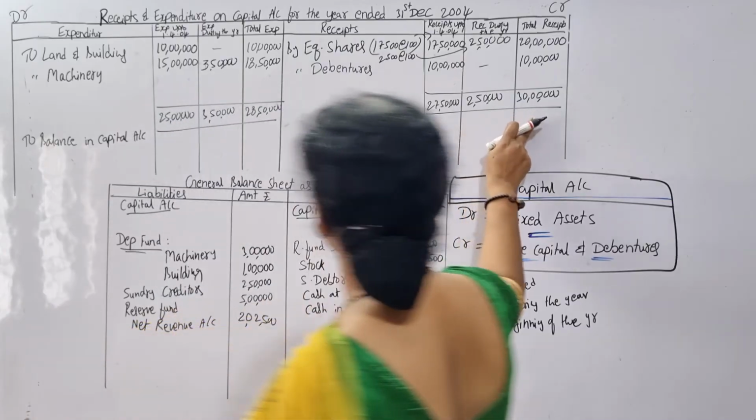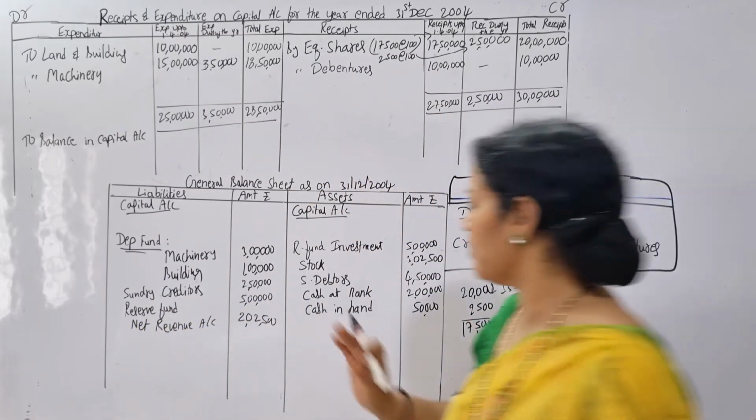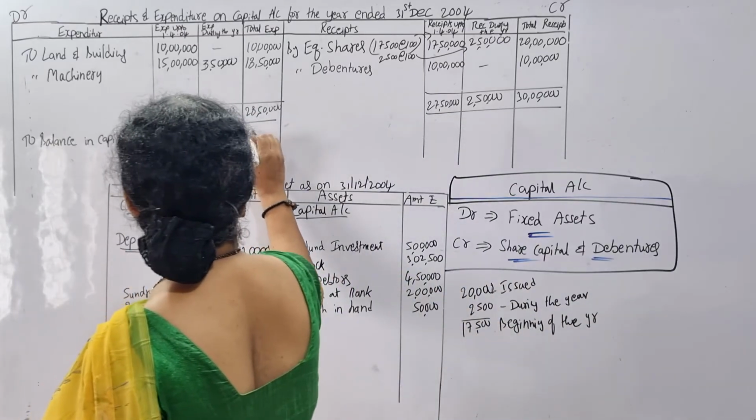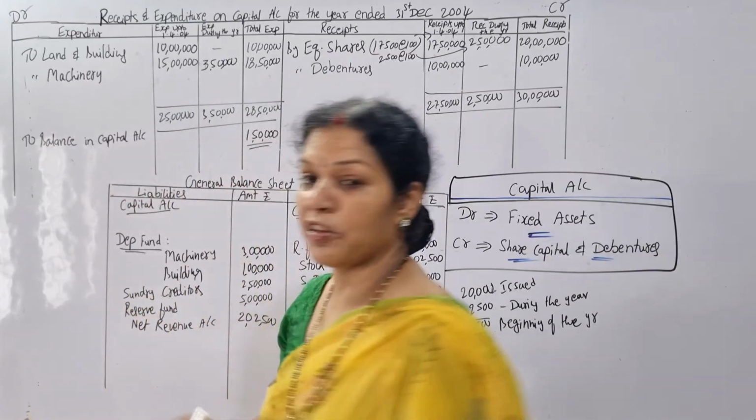How much is the balance? 30 lakh minus 28 lakh 50,000 comes to 1 lakh 50,000. So we'll write here 1 lakh 50,000. Let me explain once again.